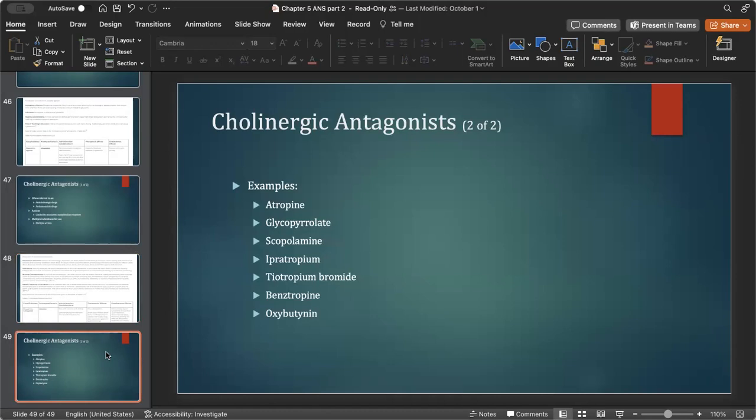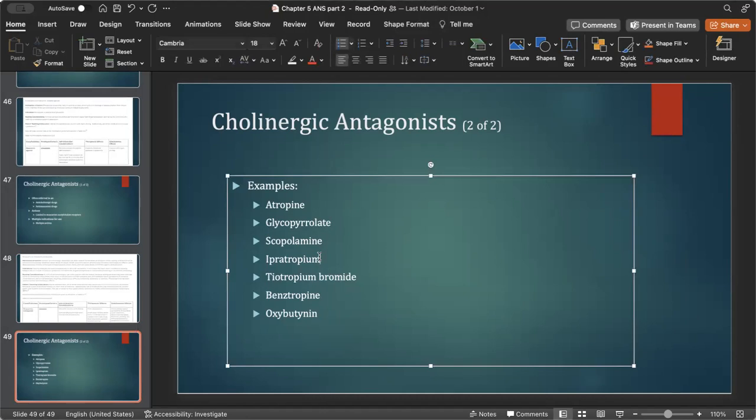Just some other things that I want to point out with these antagonists is that with this specific class of drugs, there's certain ones that I want to highlight to you that you might need to know. So scopolamine is used as a cholinergic antagonist, or it blocks the muscarinic, which means instead of parasympathetic, it causes sympathetic stimulation. It's actually used for motion sickness.